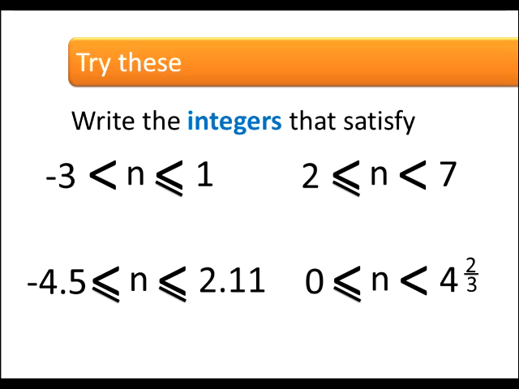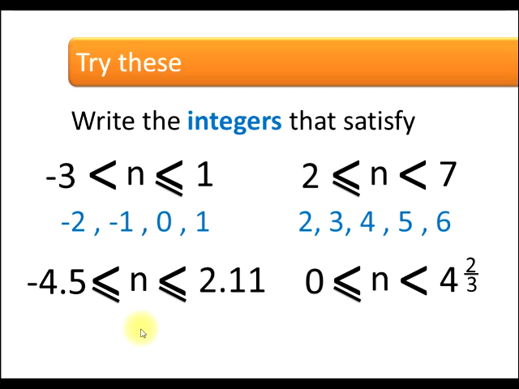Now look at the last two, they are much more complicated, so good luck. So here we go. Top one, you should have had minus 2 to 1. Remember, it cannot include the minus 3, so it's bigger than minus 3, but it can include the 1. This one can include the 2. It's got to be bigger than 2, but less than 7.